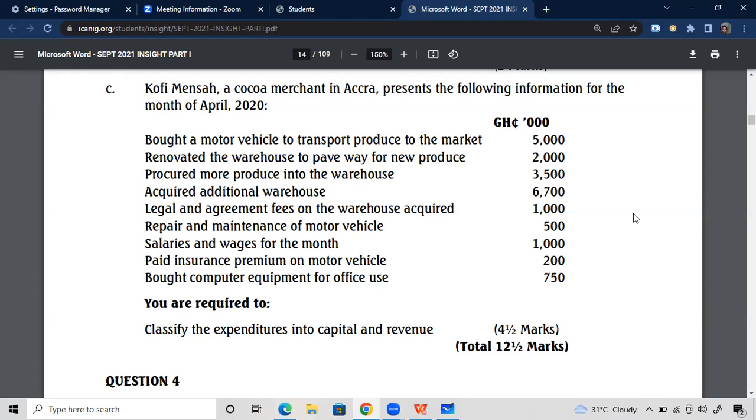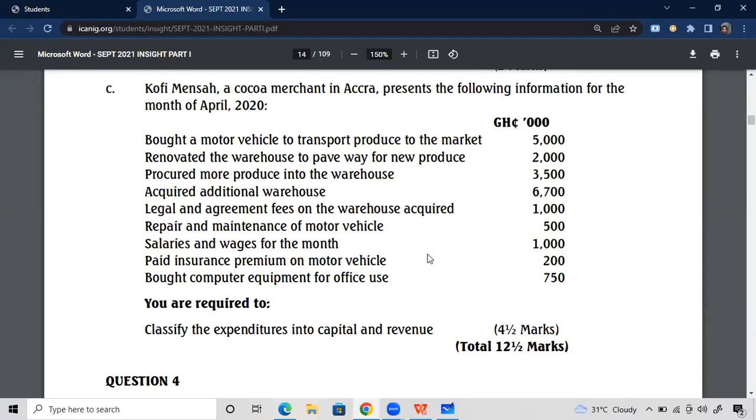And once you are given any question, the first thing that you should try as much as possible to determine is what the requirement is. The requirement now is: classify the expenditure into capital and revenue. Meaning that, all this particular expenditure, the examiner is asking you to classify them, either as a capital or revenue expenditure. That is what you are asked to do.